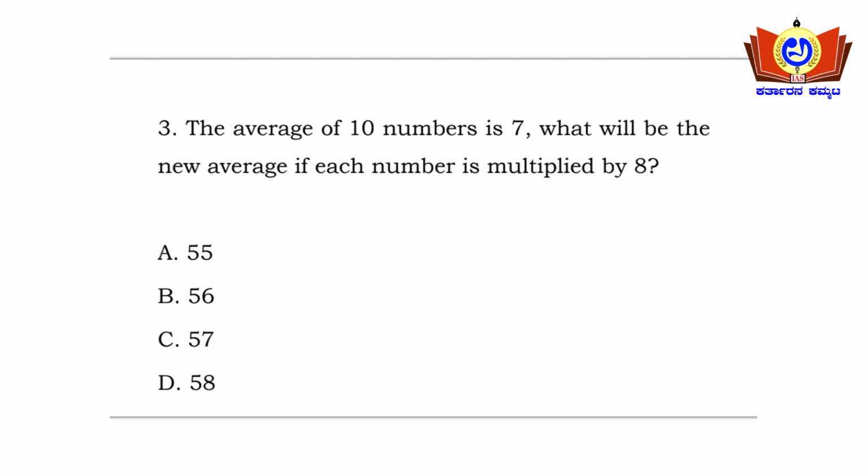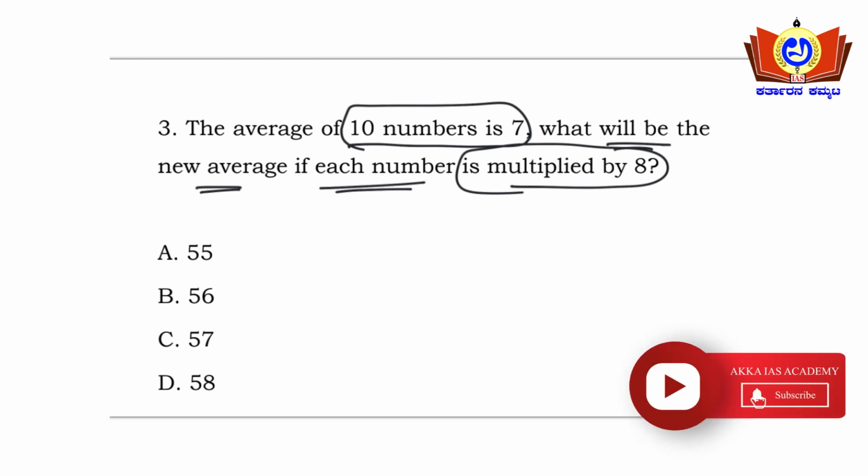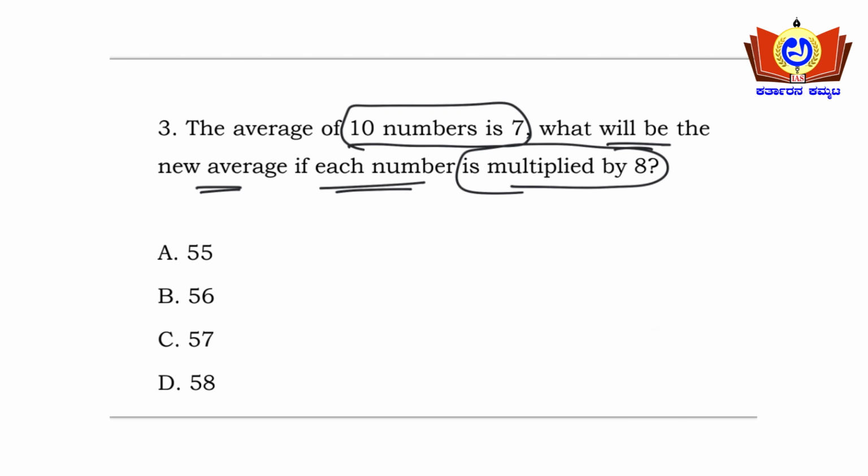The average of 10 numbers is 7. What will be the new average if each number is multiplied by 8? See friends, in the previous video I have dealt with the equal distribution concept, what we mean by averages and what we mean by equal distribution. Based upon that concept, without applying the formula, you can solve the question, but here I will be solving it in a different method.